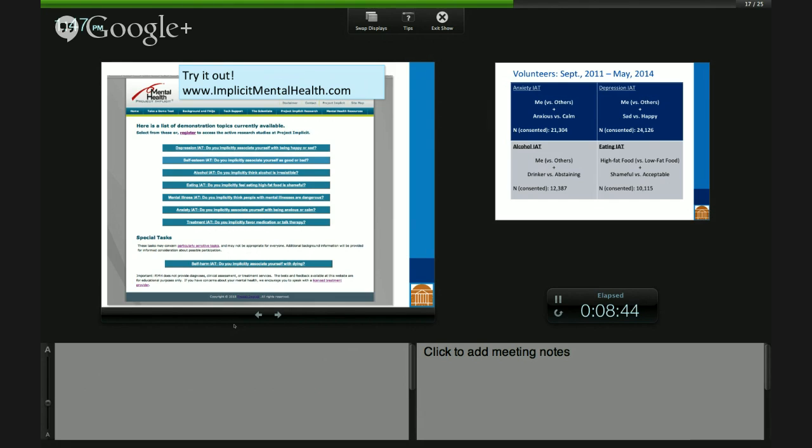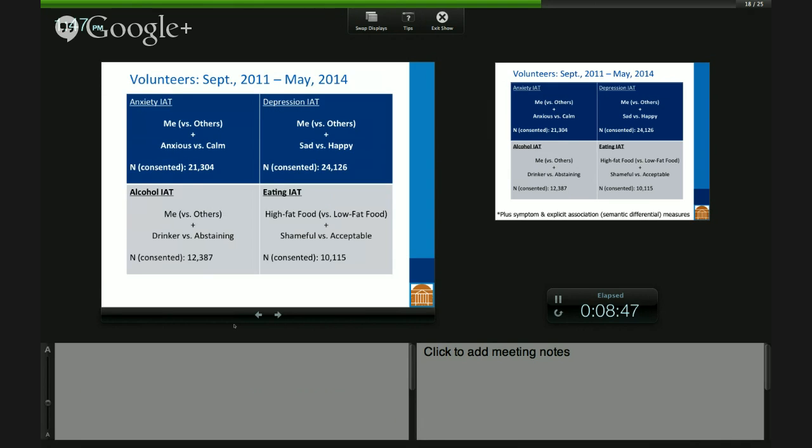So because we don't have too much time, I just picked 4 of the tasks to show you some of the kinds of data that we're seeing. So I picked anxiety, where we have 21,000 people who've done this task. This is looking at associations with the self being anxious versus calm. Depression, looking at associations with the self being sad versus happy. Alcohol, where we're going for the self identity, looking at associations with the self as a drinker versus abstaining, and in eating concerns IAT, which looks at the associations between high-fat foods as being shameful versus acceptable. And the particular associations we picked are each based on sort of classic theories in each of those disorder fields about the types of associations you would expect to be problematic.